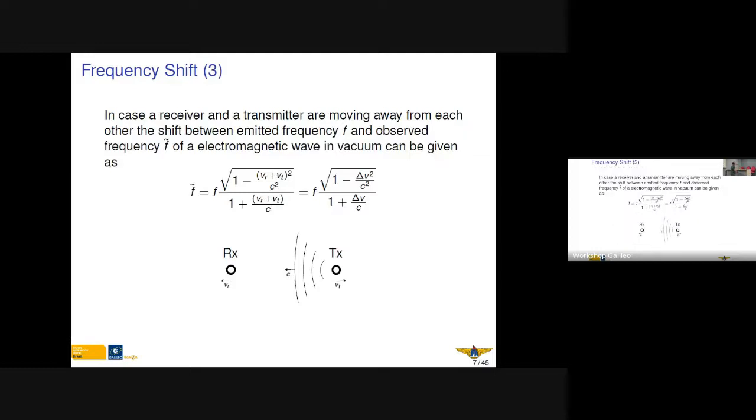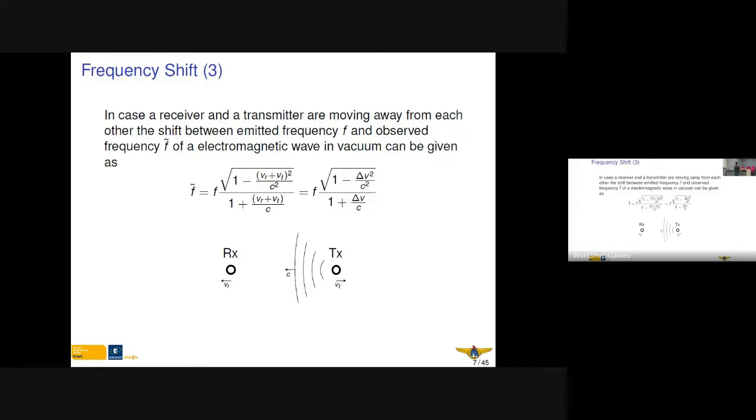If we now consider that the receiver and the transmitter are moving away from each other, the shift between emitted frequency F and observed frequency F tilde of an electromagnetic wave in vacuum can be then given by this equation. And we have here the scenario so that the velocities are pointing away from each other, so they're moving away from each other while the transmitter is emitting this waveform with velocity c.